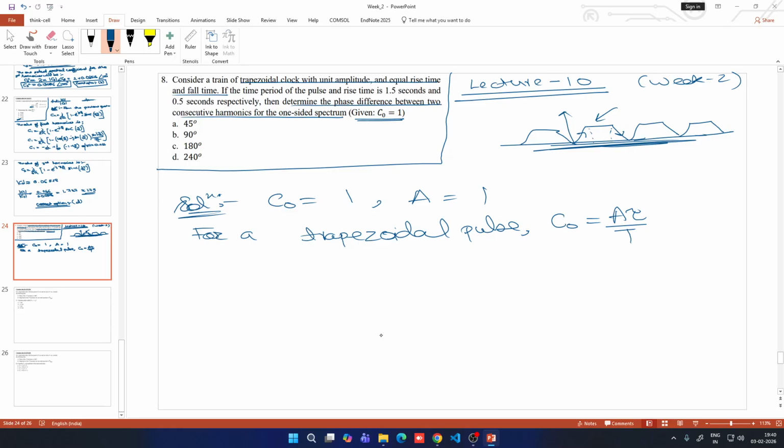I hope it's clear what the question is trying to ask. But now we will try to find out what the tau is, meaning the pulse width. We don't know it, but we know the value of C0, A and T. So we'll simply substitute the values. C0 is given as 1, A is the amplitude, which is also 1, and the time period of this pulse, meaning it repeats after every 1.5 seconds, is T. So after every T it repeats, so T is 1.5 seconds, and this is tau.